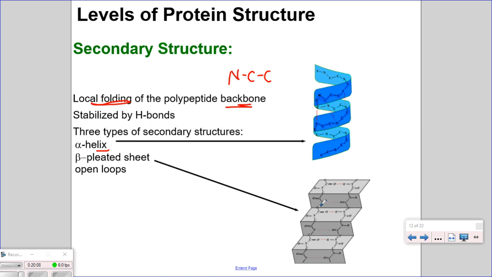There's beta pleated sheets, where basically the backbone forms this kind of accordion shape and will interact with another part of the backbone at a different location in the primary structure. So it folds into pleated sheets. And then there's what's referred to as open loops, which are literally just loopy sequences of amino acids.